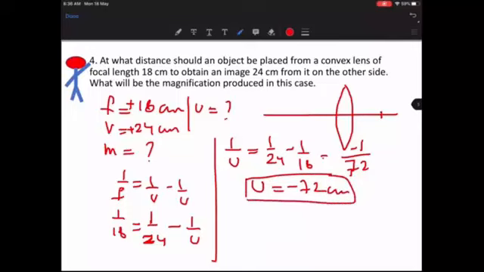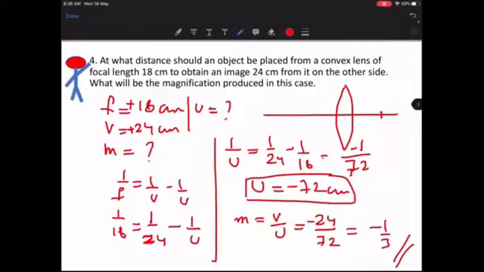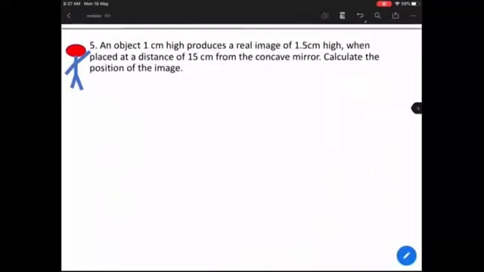Then you have to calculate your magnification. What is going to be your magnification? It will be V upon U because it is lens. Now when you do V upon U, what is your V here? Your V is 24 upon what is your U? It is 72, but a minus sign will come here. So you will be getting 1 upon 3. So that is your magnification. So this is how you have to calculate magnification. Okay. Let's see this one.